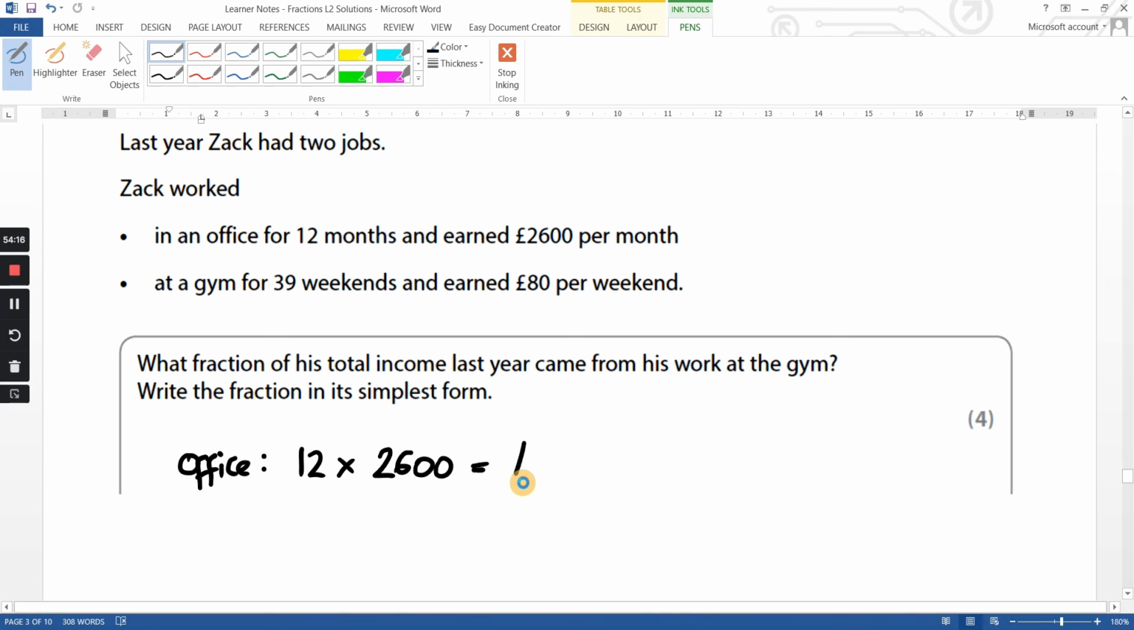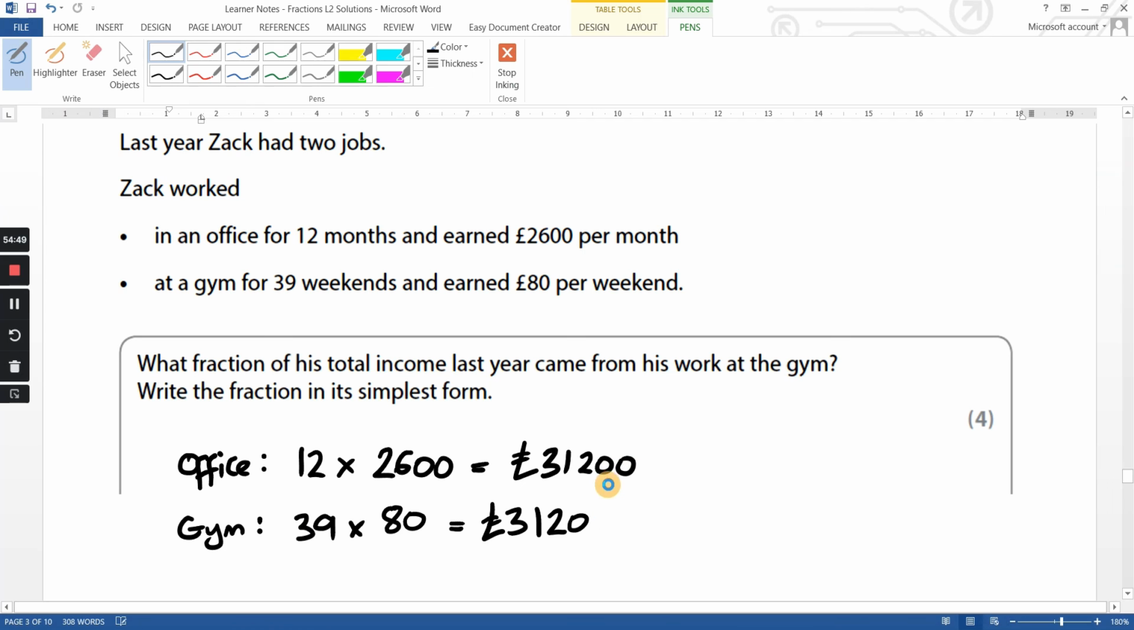That gives me, in pounds, 31,200. Okay, and then the gym, 39 weekends and earned £80 per weekend. So that's 39 times 80. Again, let's do that on the calculator. Oh, that gives me 3,120. They look very similar, don't they? But this one's got a couple of zeros.